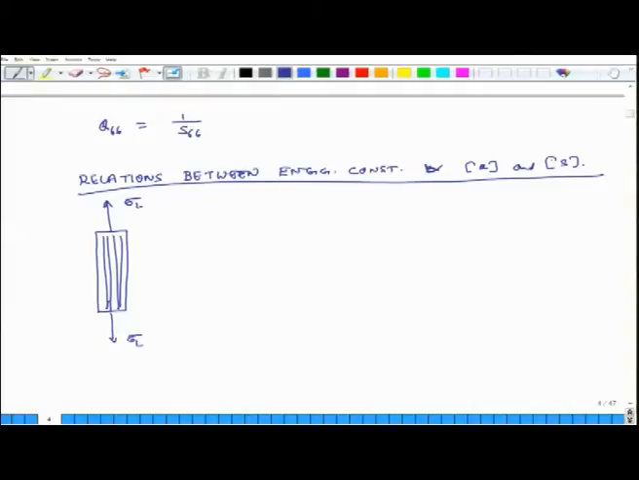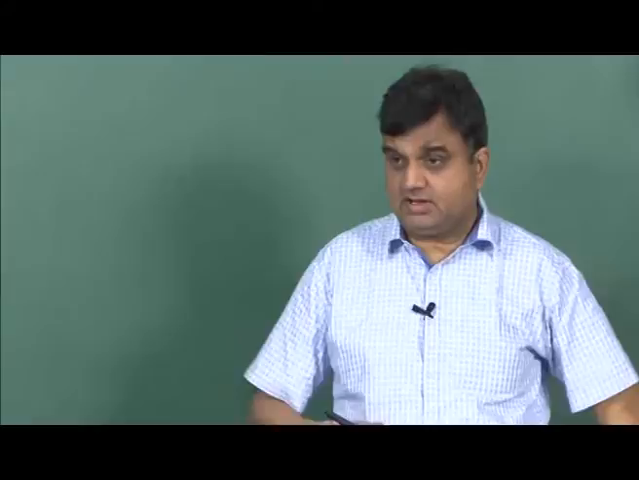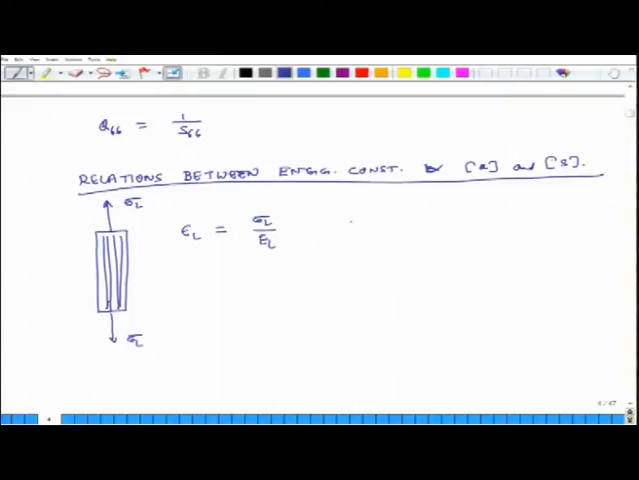then what will happen? In this case it will generate epsilon L, and that epsilon L will be equal to sigma L divided by E L. So, if I measure the strain in this material using some strain gauge, and if I measure the stress and divide stress by strain, I can calculate E L.